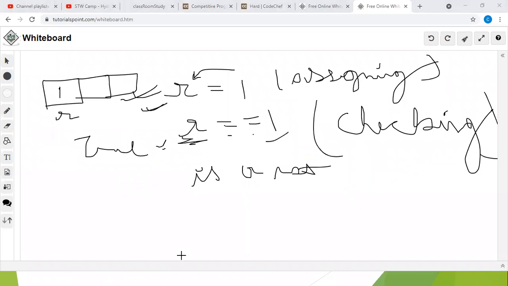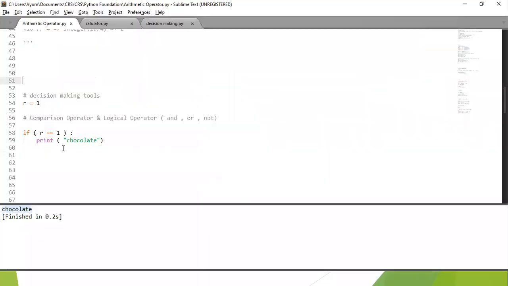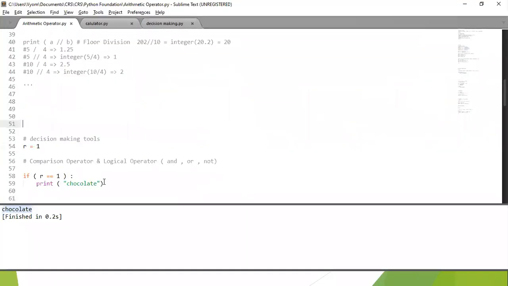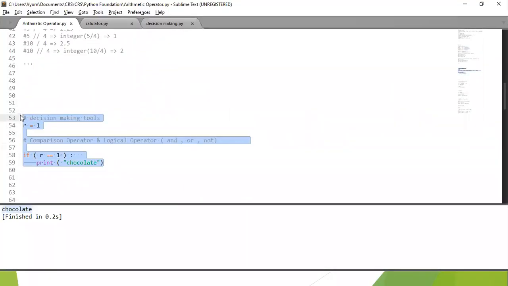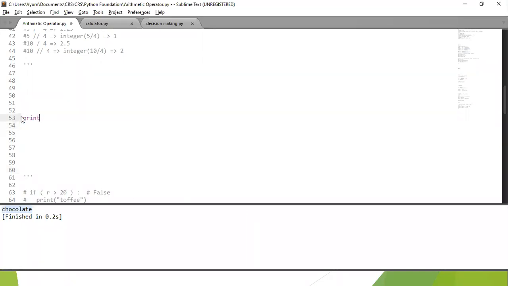So somebody is saying, sir, what happens if we don't write if? Nothing happens. If you don't want to write if, don't write. Remove it. Do it like this. R equal 1 and R is equal to 6. It will return you true false. It will print true and false. But I was just trying to give you a practical example so that you can understand better.